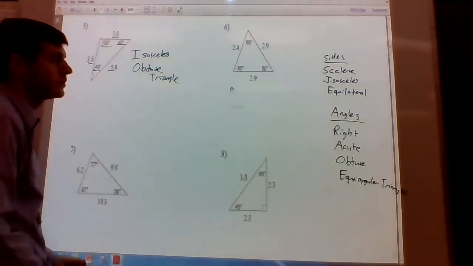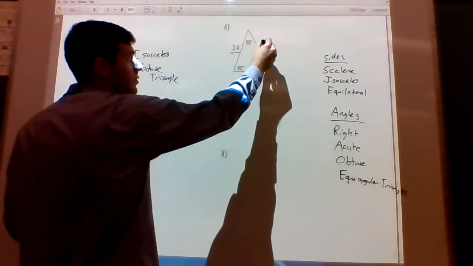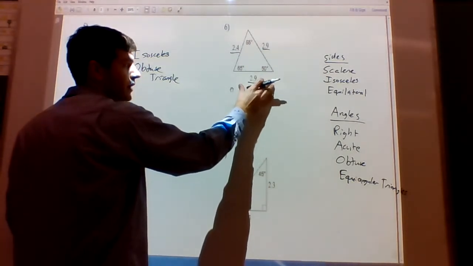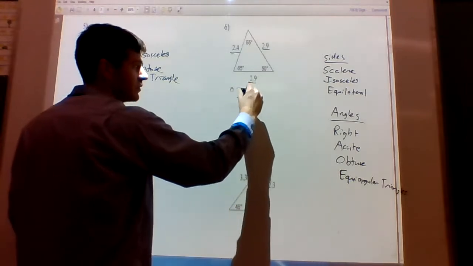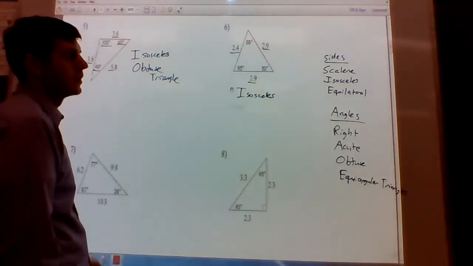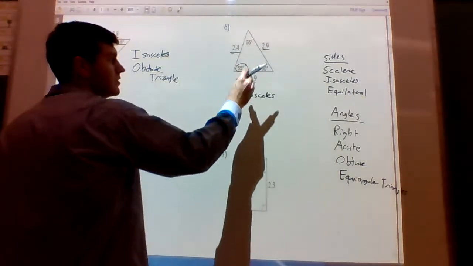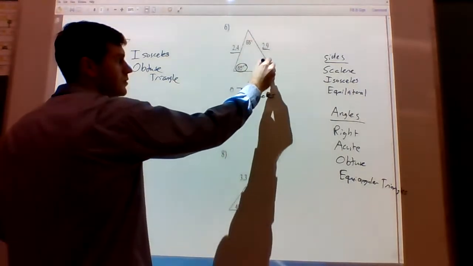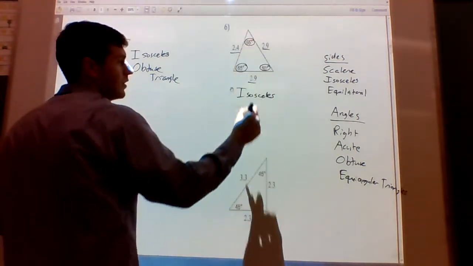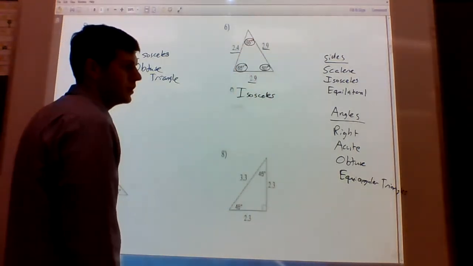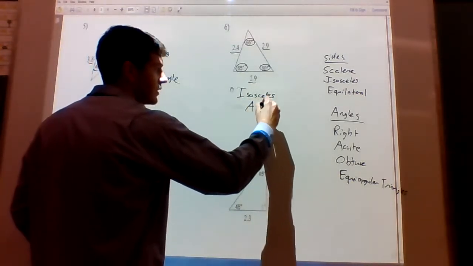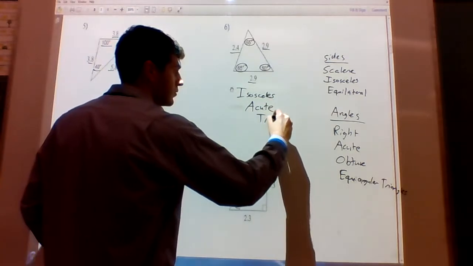Next one, 2.9, 2.4, 2.9. We have two sides that are the length 2.9, so again, we have isosceles. And we notice 65 degrees is less than 90, so that's acute. 50 degrees is less than 90, so that's acute. And 65 is less than 90, so that's acute. So we have three acute angles, which means we have an acute triangle. So we have an isosceles acute triangle.